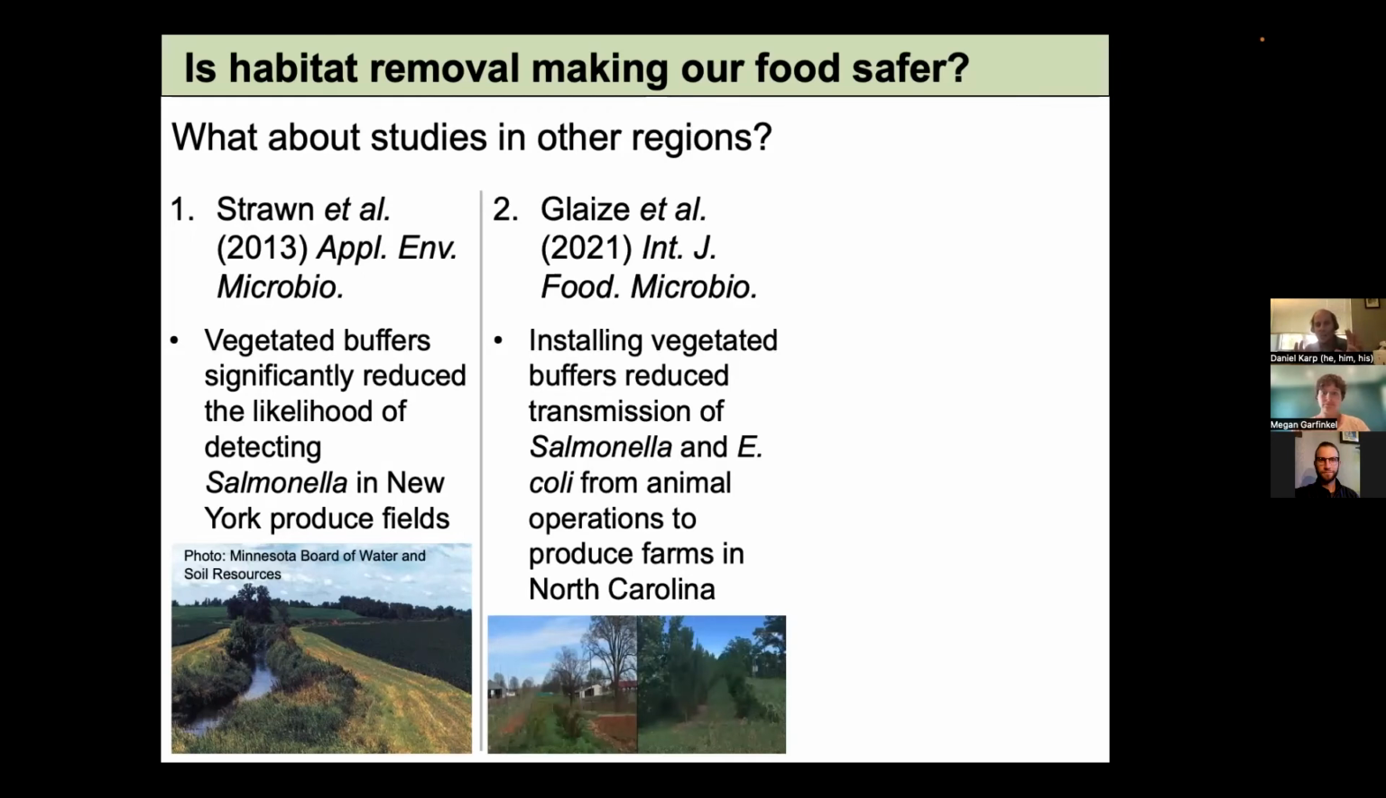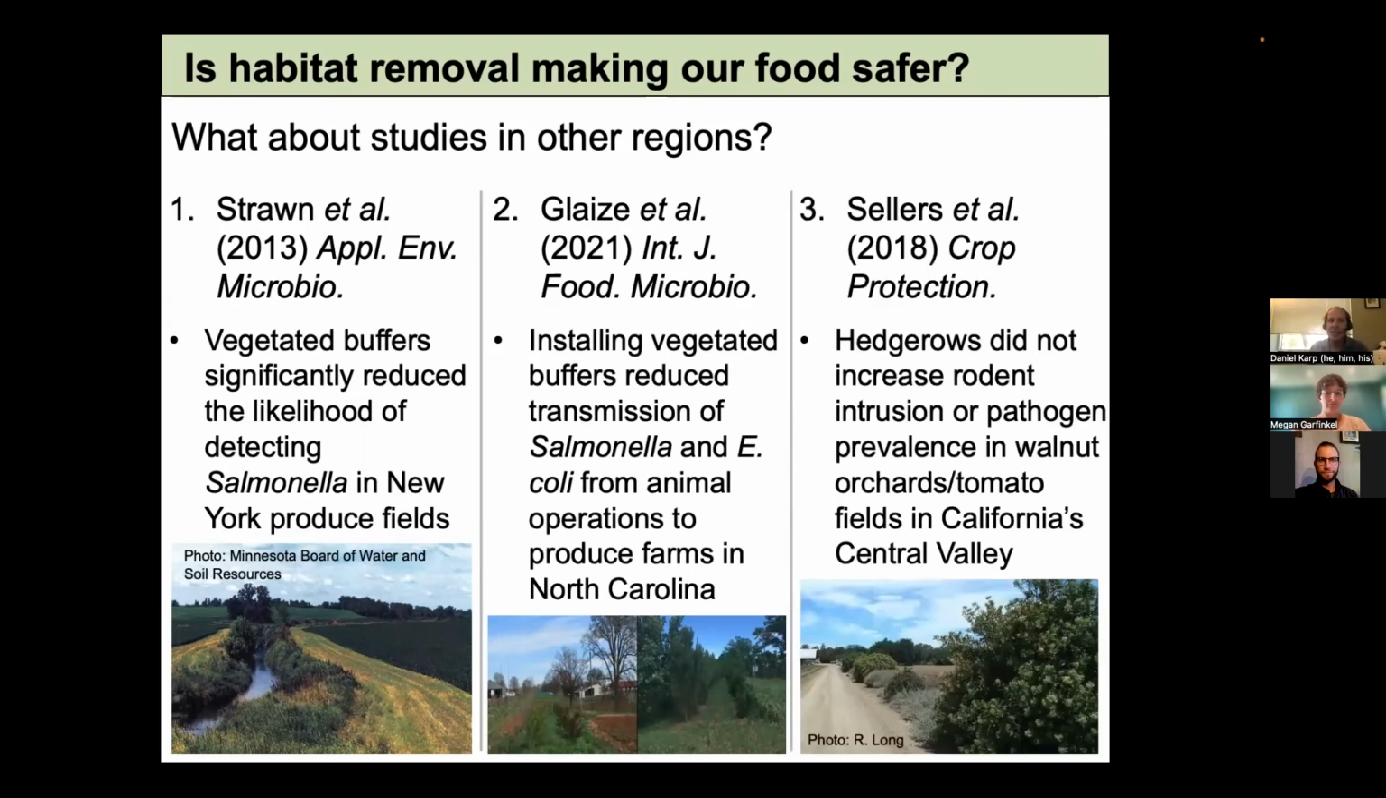showed, in an experiment where they installed vegetative buffers, that it reduced the transmission of salmonella and E. coli from animal operations to the produce farms in North Carolina. And yet another one that I think you've probably heard about earlier in this course by Sellers et al. In the Central Valley, they found that having hedgerows around farm fields did not increase rodent intrusion or pathogen prevalence in walnut orchards or tomato fields in California's Central Valley. So far, the body of evidence is not showing a connection between habitat removal and making it safer from a food safety pathogen perspective.